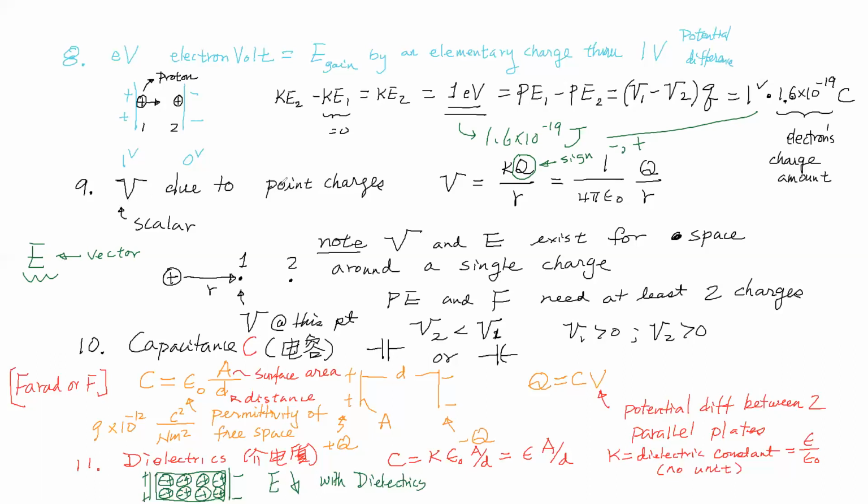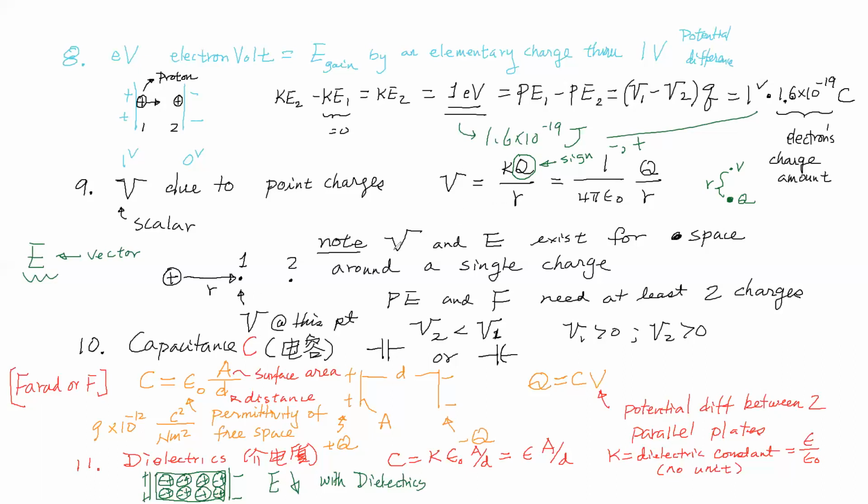So V due to point charges like Q. Let's say you have a Q right there, and then surrounding this Q at a point distance of R, that has no direction, but there's a V right there. You don't need an additional charge. You just need this Q charge. And the space surrounding Q will have this electric potential, and that's equal to KQ divided by R.